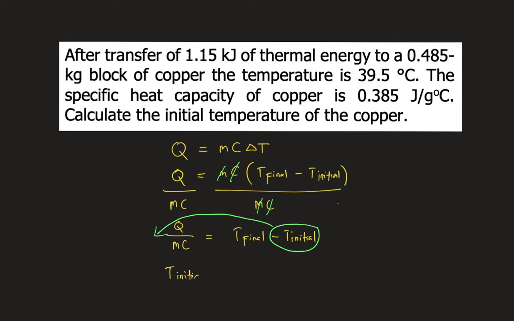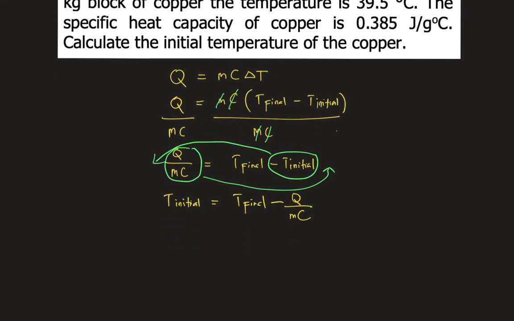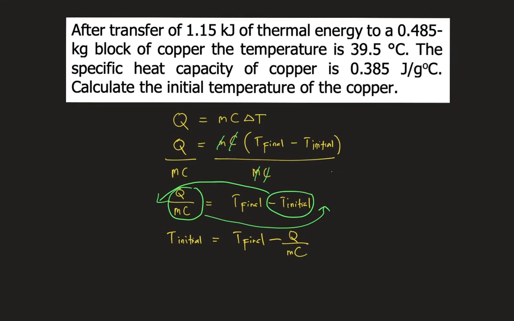So T initial is equal to T final. Then we can transfer Q over mc onto the right side and it becomes a negative, minus Q over mc. So this will be our formula for solving T initial, or the initial temperature. So the initial temperature is equal to T final, or the final temperature, that is 39.5 degrees Celsius, minus Q, the heat transferred.